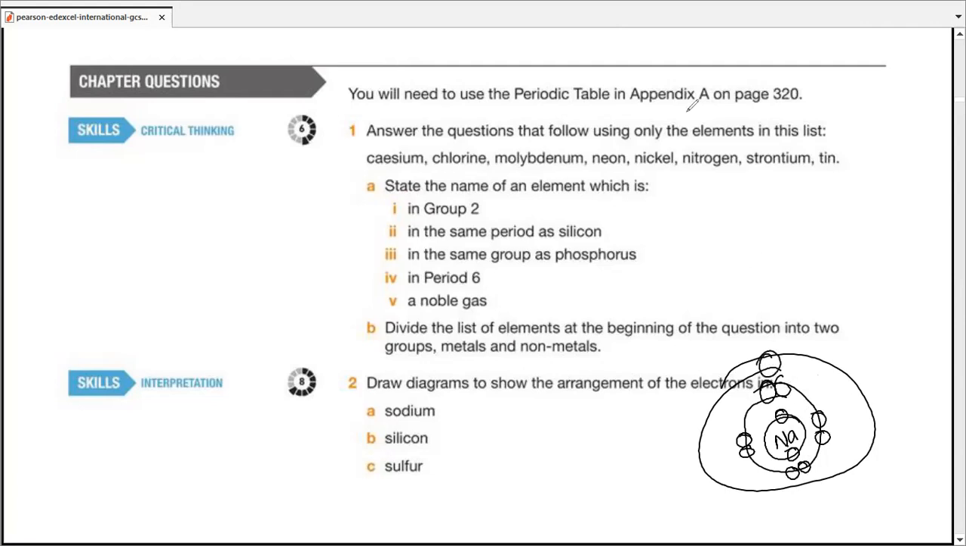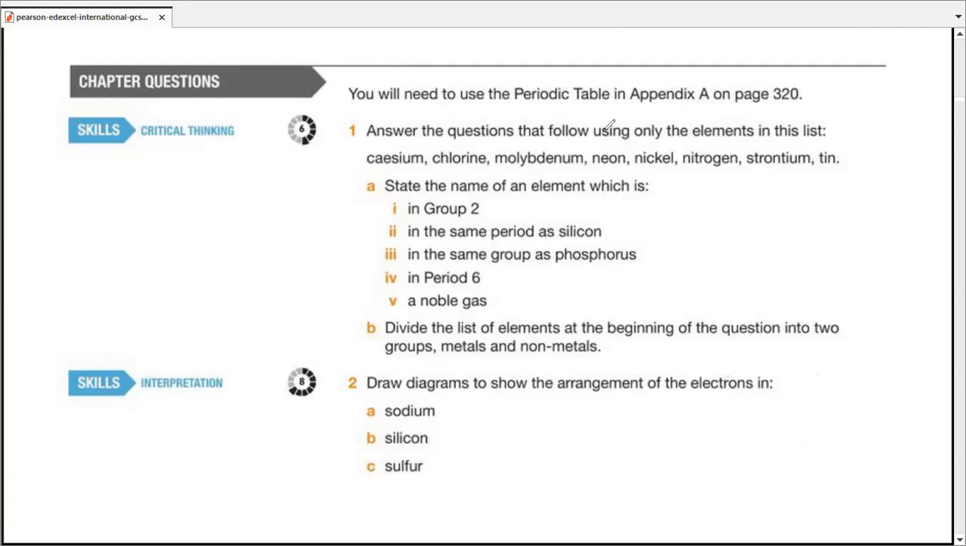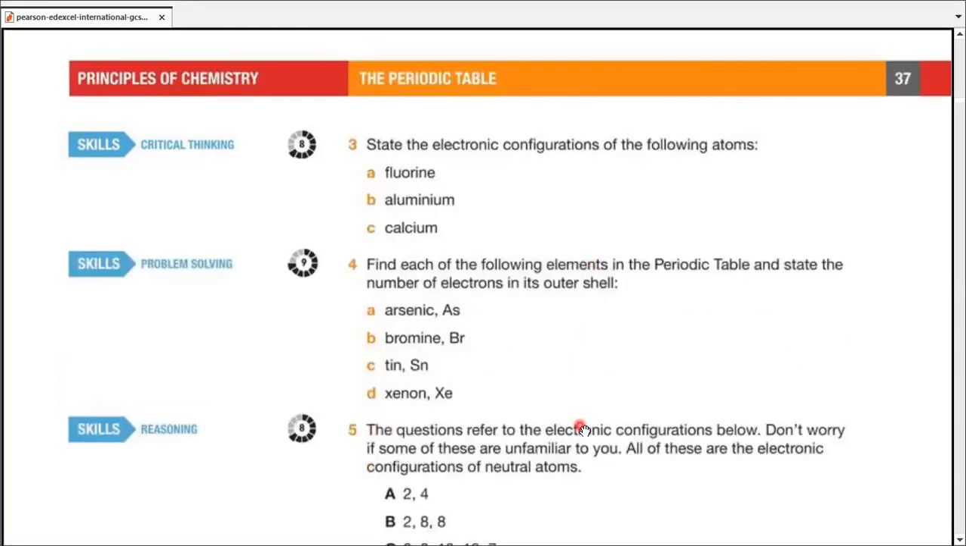Good enough. What about silicon? The first shell will have two electrons, then eight, and four. Good. Moving on. Sulfur: the first will have two, eight, six. Good. Though I've written the arrangements, we're supposed to draw diagrams. As soon as you see the word draw, I hope you know what to do. Moving on. Number three.